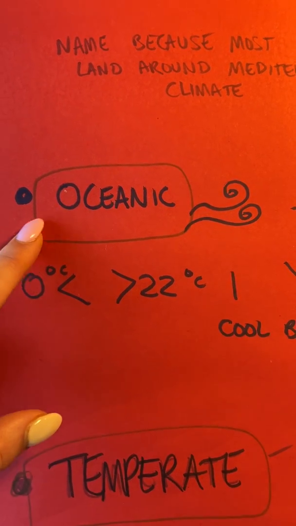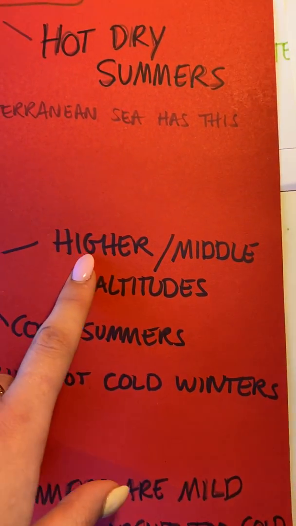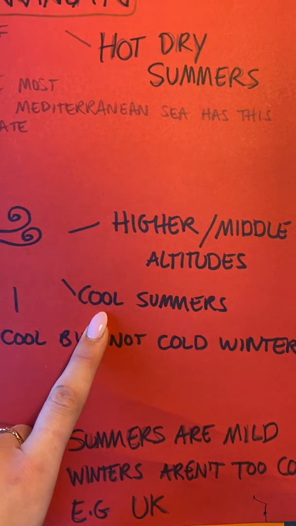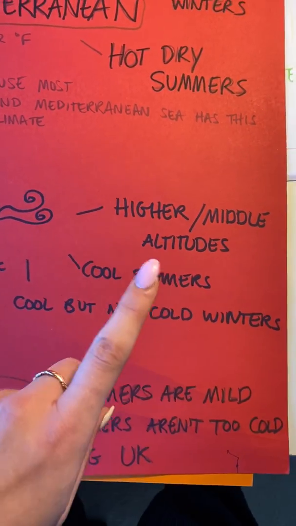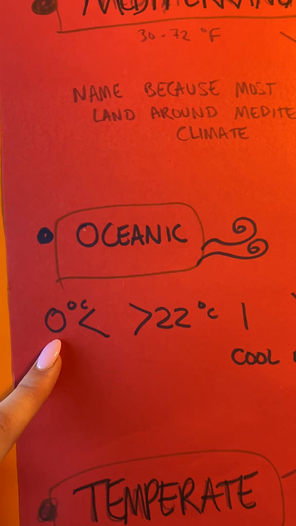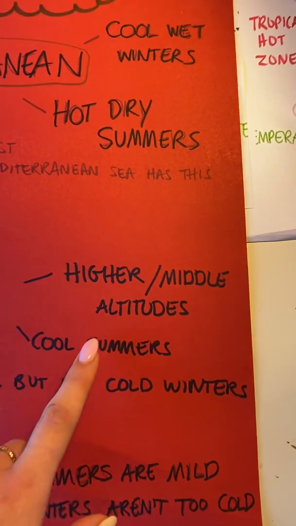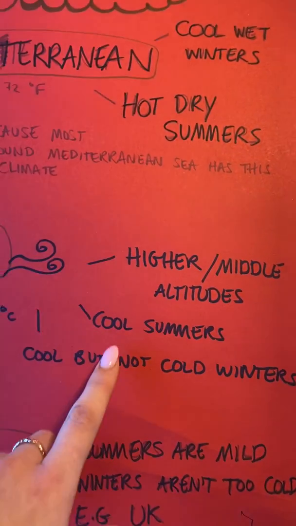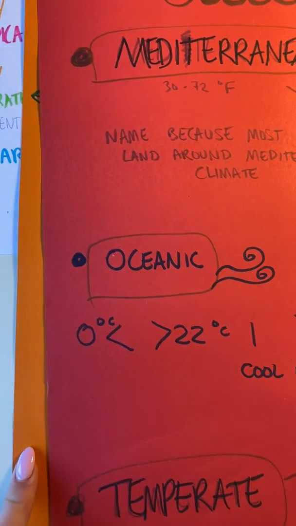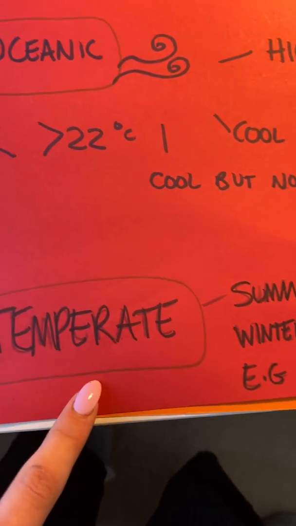Great. Next example, oceanic. Oceanic climate. And this is because there are higher or middle altitudes. There are cool summers, but cool but not cold winters. Now, this means that usually temperatures are between 0 degrees and 22 degrees. So, there are higher and middle altitudes, cool summers, and cool but not cold winters. Oceanic.